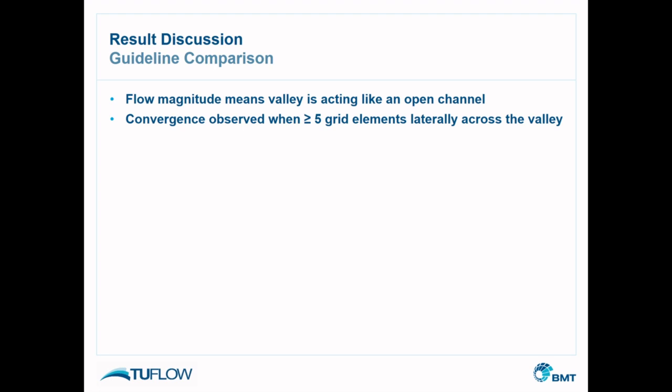Now, the recommendation from Australian Rainfall and Runoff was that for open channel, you should have greater than 5 grid elements laterally across the channel. So in this instance, 5 or greater elements across the valley should show convergence, and we're seeing that. So more or less we're getting agreement with the guideline recommendation, which is really nice.